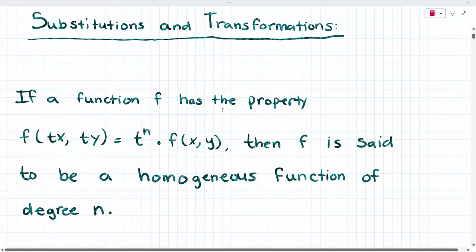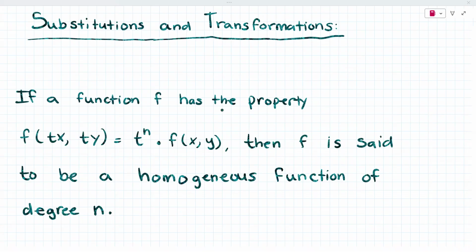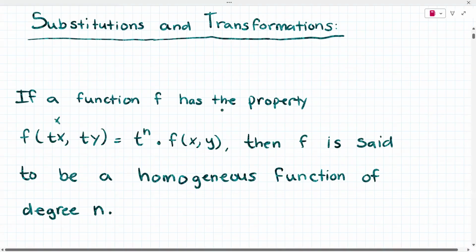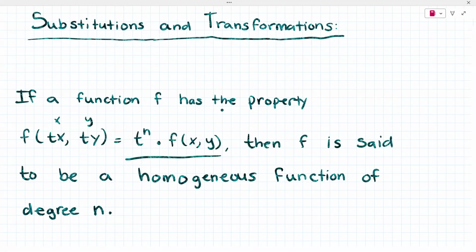Well, if you do some kind of substitution, for example, if you plug in t of x for your x and t of y for your y, and it spits out anything in this form, t raised to the n times f of x comma y, then f is said to be a homogeneous function of degree n.